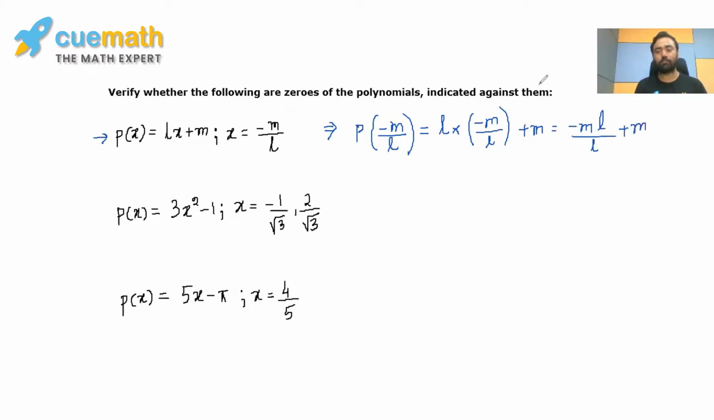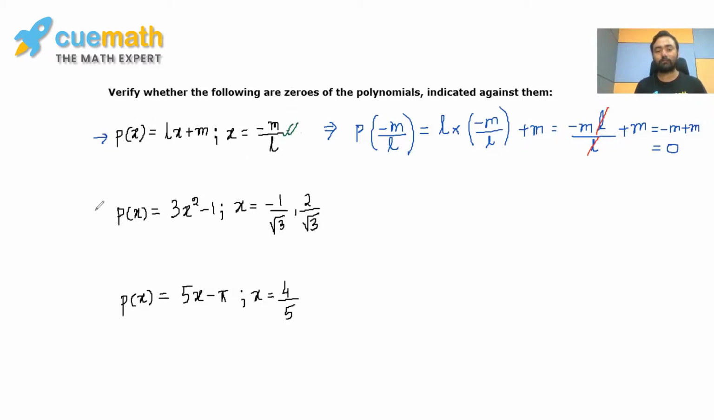plus m. Now, if we eliminate the common factors, we are going to cross out these two l's, and eventually we are going to get negative m plus m, which is 0. So the result of the polynomial is 0 when we substituted the value of the variable. It means that this x is a 0 of this given polynomial p of x.